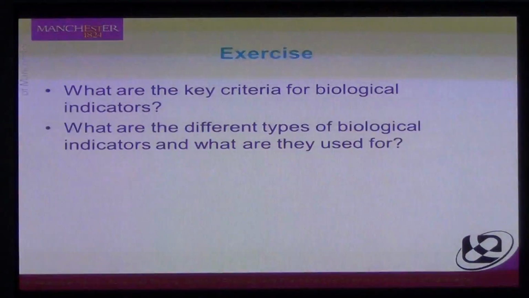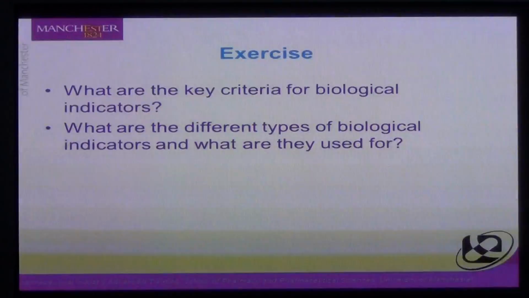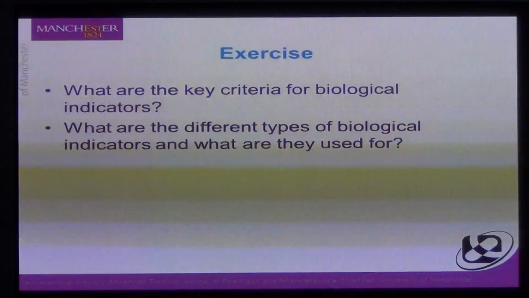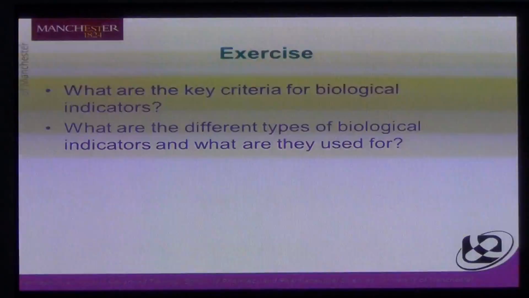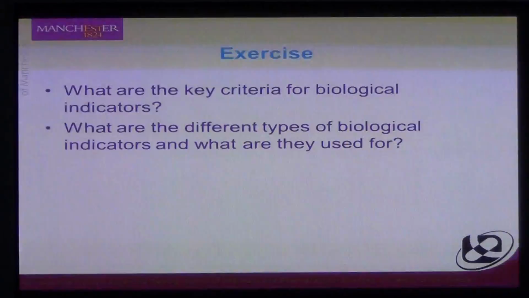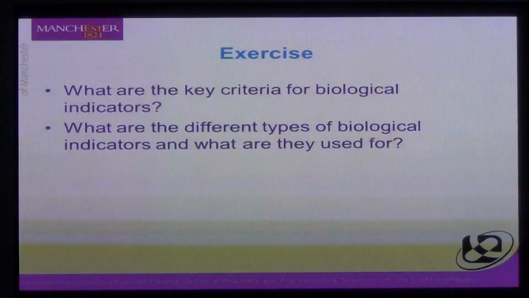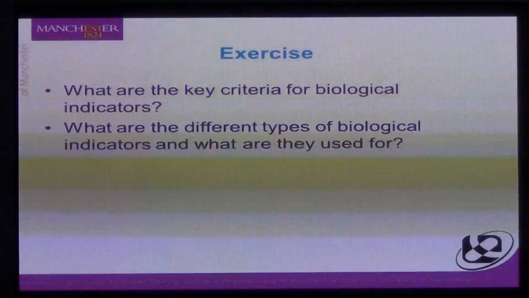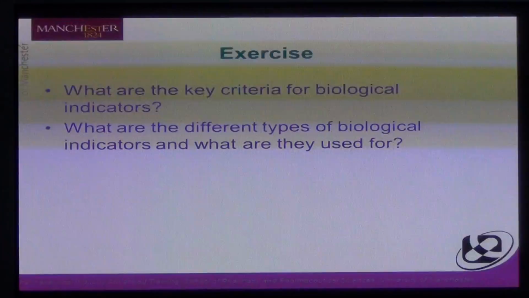Okay, so one way to assess terminal sterilisation is using biological indicators. So it's time for another group exercise. I'd like you to consider what the key criteria for biological indicators are, what the different types of biological indicators available are, and what they might be used for. So again, please go into groups, spend 5 or 10 minutes discussing it, then feed back to the others, have a discussion, and I'll be back with my thoughts shortly. So please can the video be paused, and I'll be back in a minute.